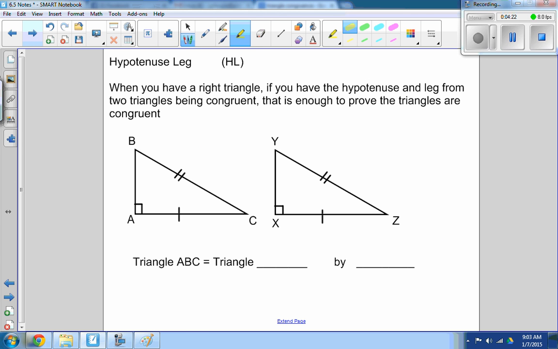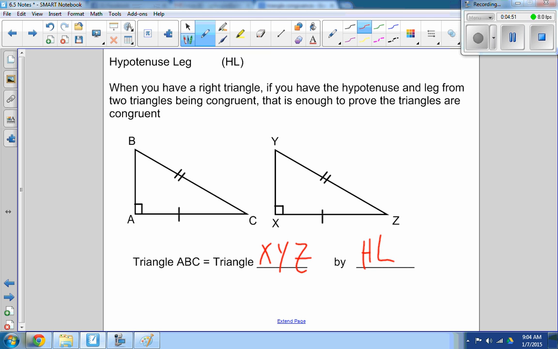And our last way we can prove triangles are congruent is hypotenuse leg. When you have a right triangle, if you have the hypotenuse, which remember is across from the 90-degree angle, if the hypotenuse is congruent, and any other leg, doesn't matter which one, are congruent, that's enough to prove the triangles are congruent. So ABC is congruent to XYZ by hypotenuse leg.